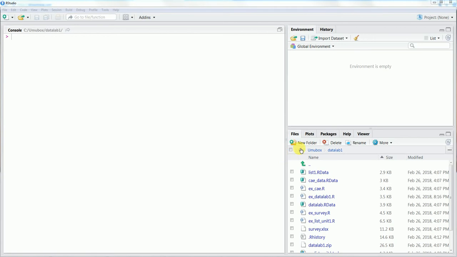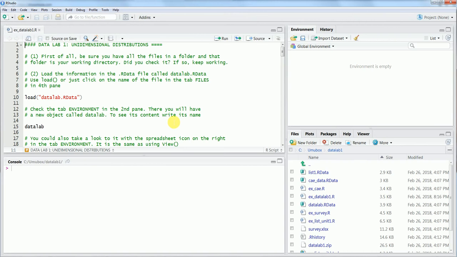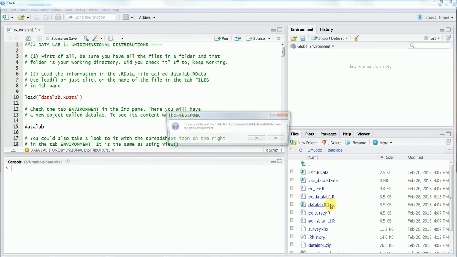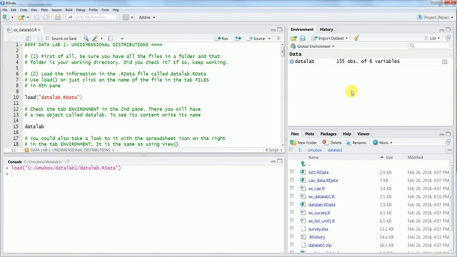Okay, as you know, this morning we have had some problems in the computer rooms, so I'm going to revise a little bit some of the things that I wanted to see with you, and we couldn't because of the problems that we had in the computer rooms. Okay, so open the Data Lab RScript file where you have all the questions, and load the data that is in Data Lab RData file.